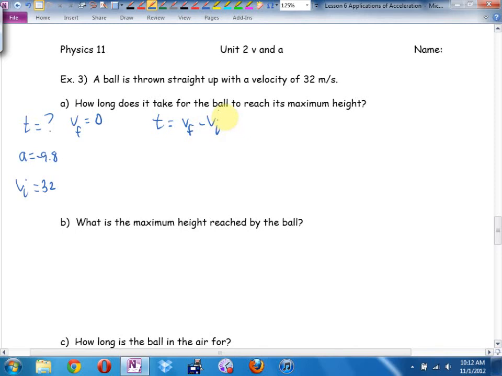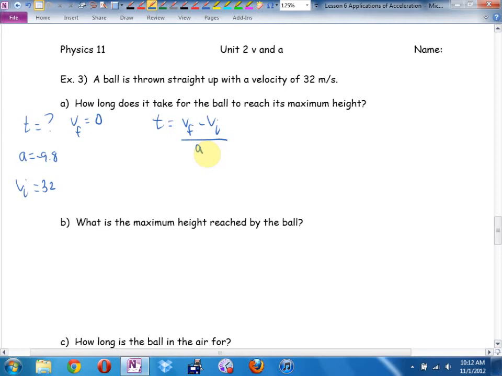And how would I get the T by itself then? How would I move the A over? What's the A doing? Timesing. So what am I going to do with the A? What's the opposite of timesing by A? I can't hear you, I'm sorry. Divide, maybe? Is that what you said? VF minus VI over A.